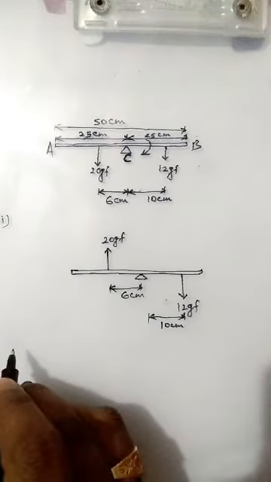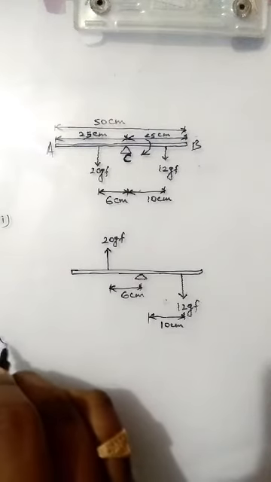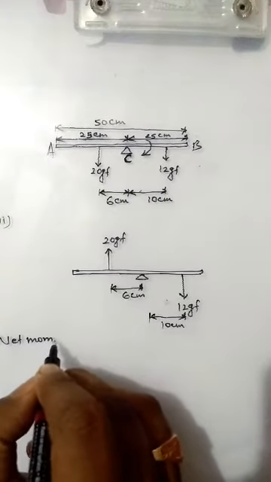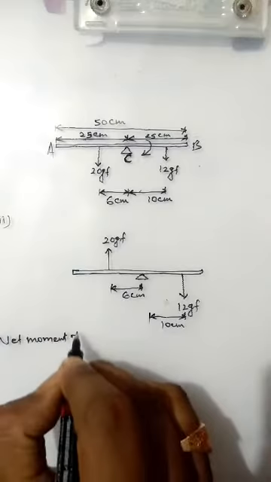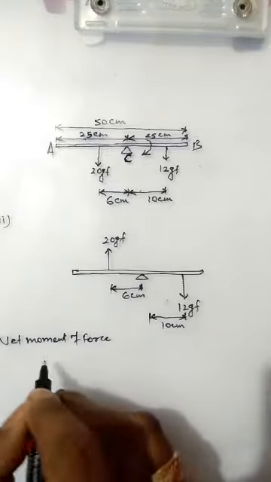Then we have to find the net moment of force about the pivoted end.